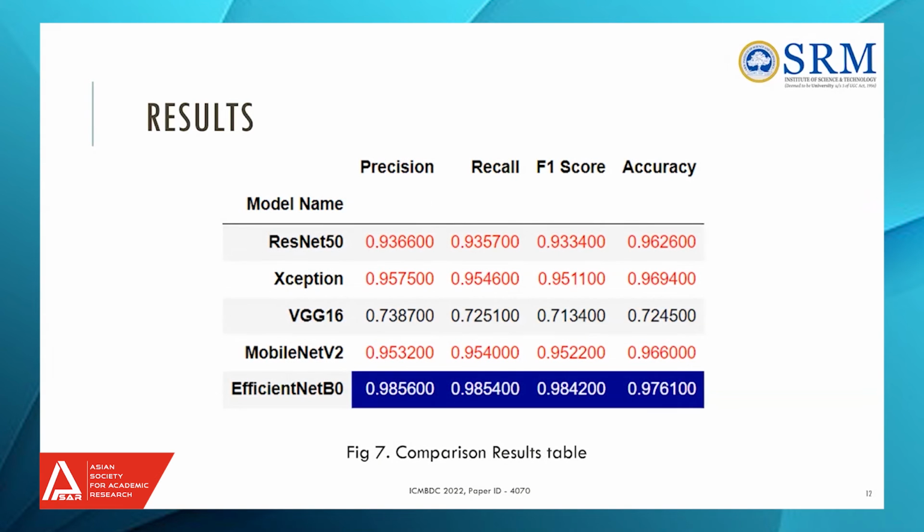Coming to the results, we tested our methodology with 5 different models, which are ResNet50, Xception, VGG16, MobileNetV2, and EfficientNetB0. As the table says, our best performing model was EfficientNetB0. The accuracy it gave was 97.61%. Our worst performing model was VGG16. The reason it did not perform well is because it lacks skip connections that reduce information loss as we go further deep down the model.